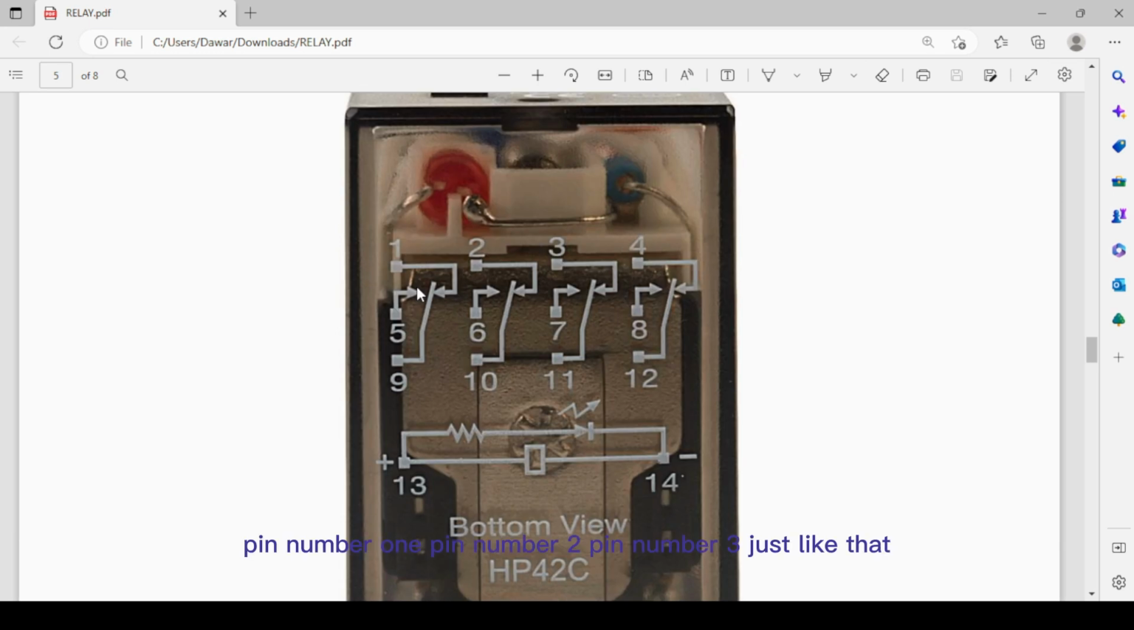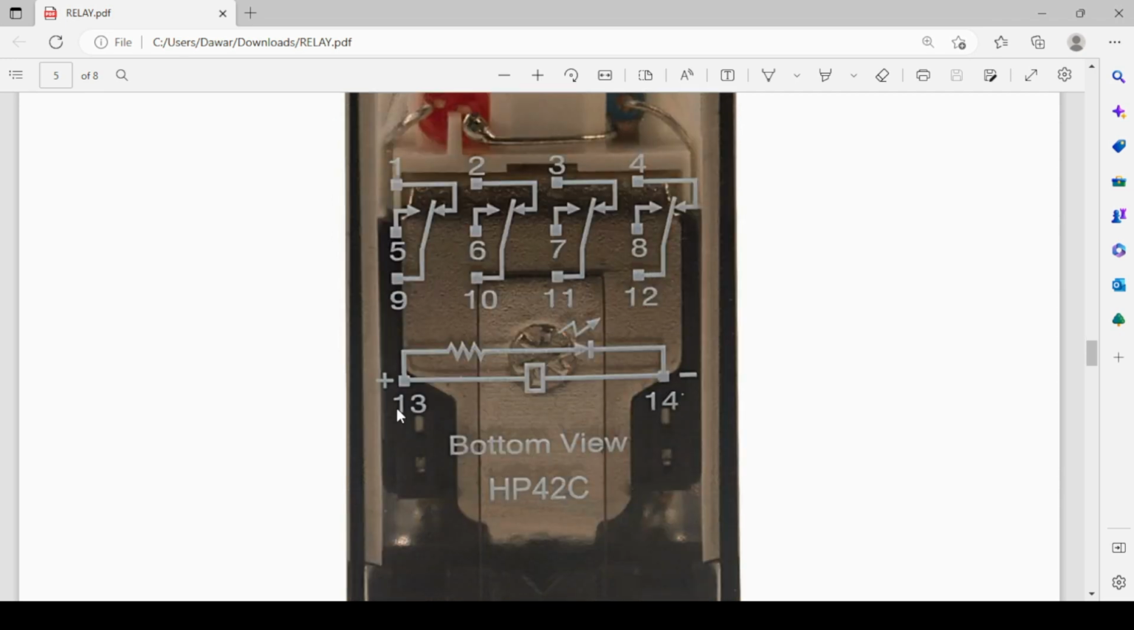Pin number 1, pin number 2, pin number 3, just like that. You can see pin number 9 is a common point. This also has 4 sets. Pin number 9 is a common point. Pin number 1 is the normally closed point, and pin number 5 is the normally open point. Pin number 10 is the common point. Pin number 2 is the normally closed point, and pin number 6 is the normally open point. Same for these two also. Pin number 13 and pin number 14 are the coil terminals.